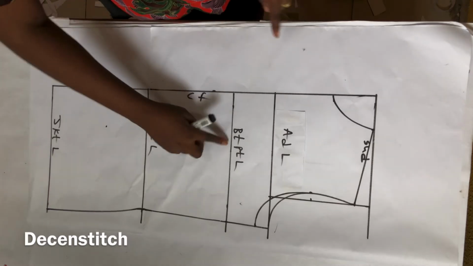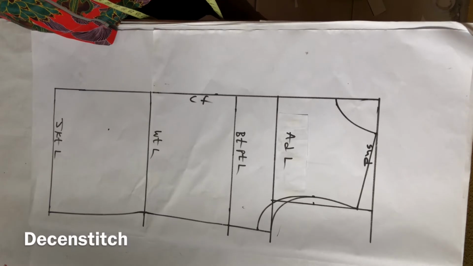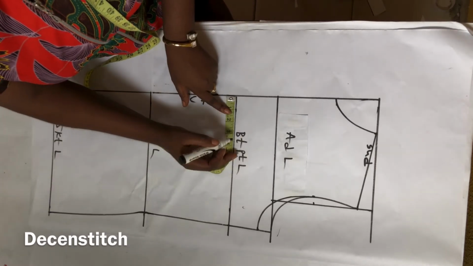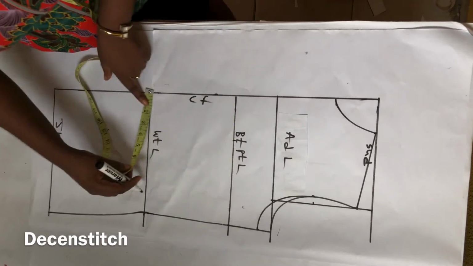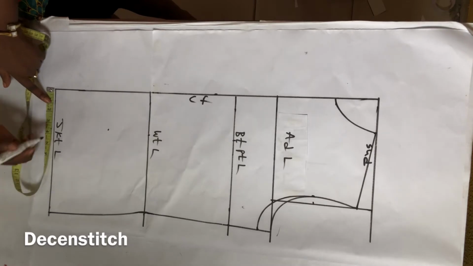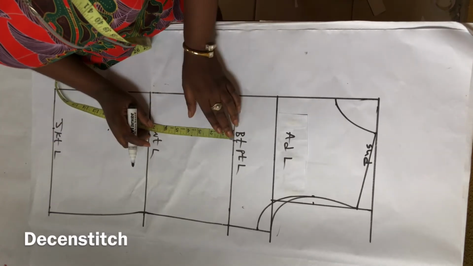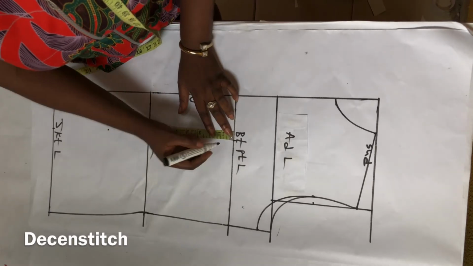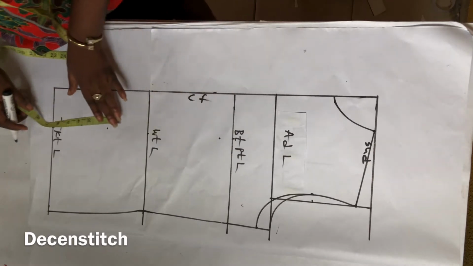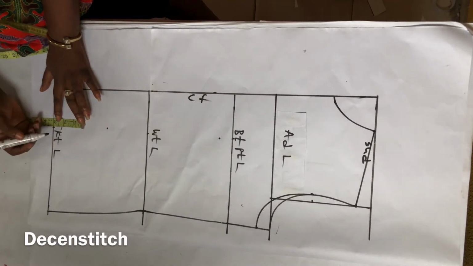The next thing I'm going to do is to get my dart location. My bust apart is 3.5 inches. I'll measure it on the bust point line and on the waist line and on the jacket length line. My front dart starts 1 inch before my bust point and ends 3 inches before my jacket length.